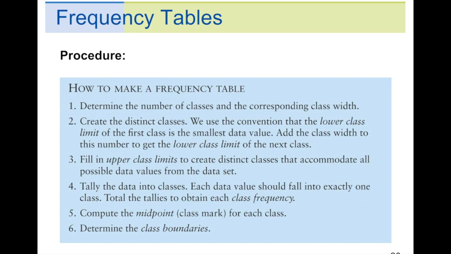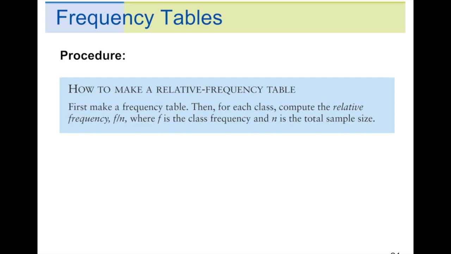So just a refresher, the procedure on how to make a frequency table. Determine the number of classes, create the classes with the lower limits, fill in the upper class limits, make a tally and get the class frequency, find the midpoint, and then figure out the boundaries. For a relative frequency table, first make the frequency table, then for each class, compute the relative frequency, f divided by n, frequency divided by the sample size.